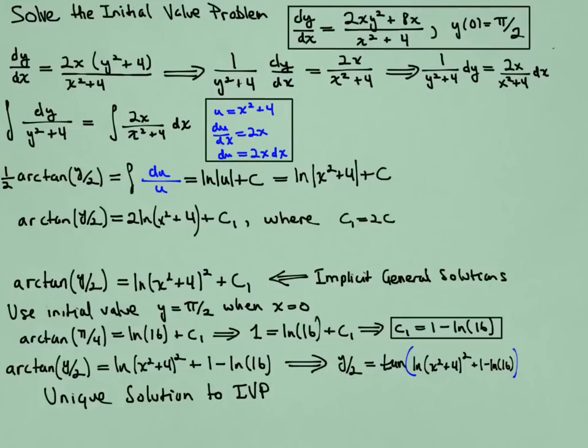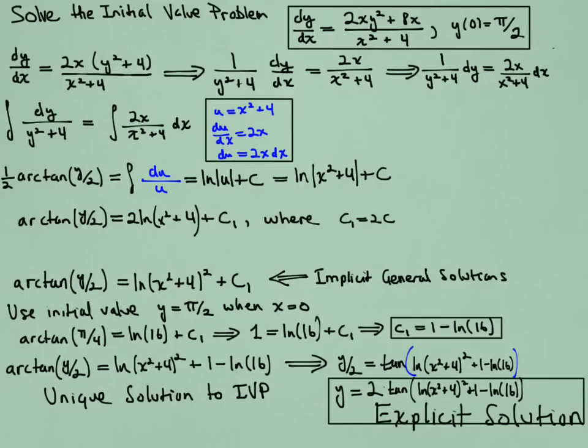And then y over 2 is not exactly y, so let's double everything, and y is 2 times the tangent of this complicated expression on the inside. That is the explicit solution to the initial value problem.